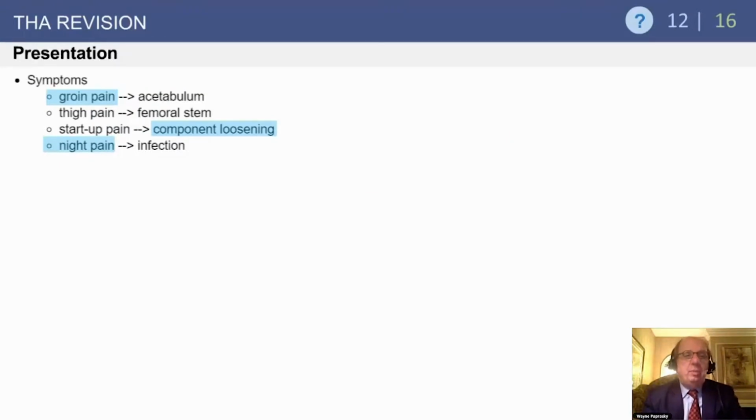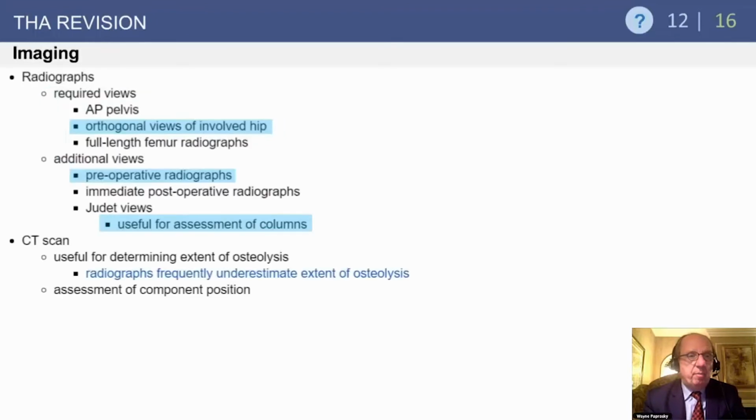How do revisions present? Groin pain usually means acetabulum, thigh pain, femur. Startup pain, component is loosened till proven otherwise. Night pain means there is an infection till proven otherwise. Pretty simple, but very important to take this particular history.